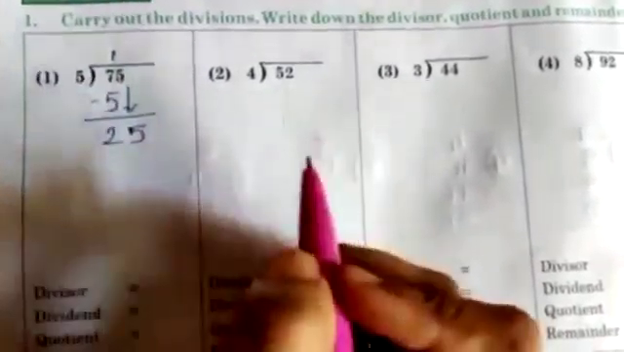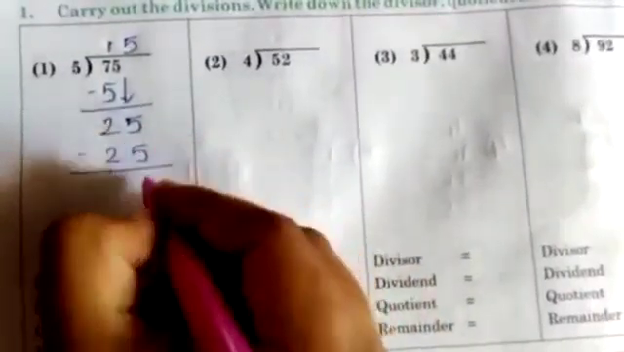Now 25 is coming in 5's table. Yes or no? Yes, 25 is coming in 5's table. So how many 5's? 5 3s are 25. So 5 minus 5, 0. 2 minus 2, 0. Is there any other number to come down? No. So the answer is over.